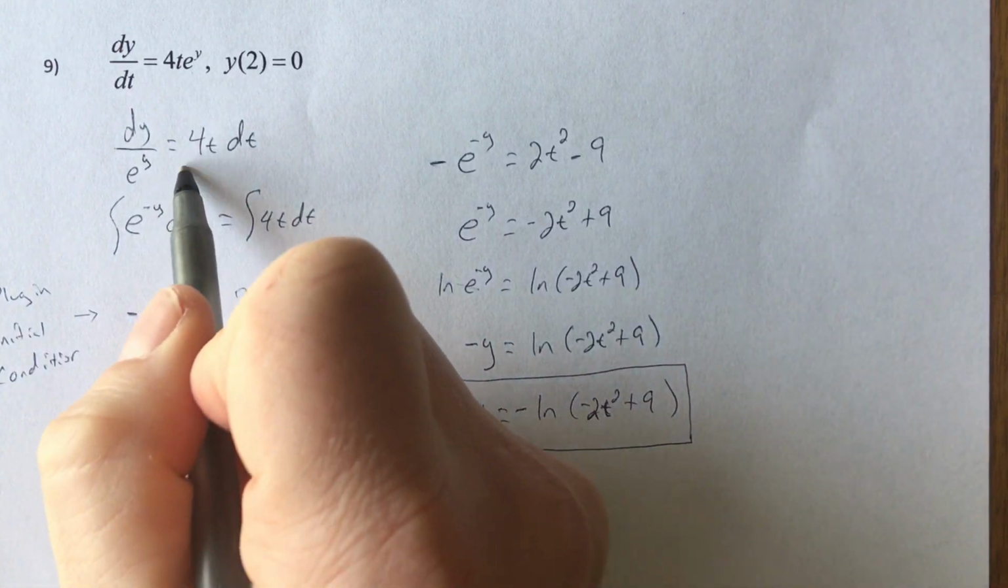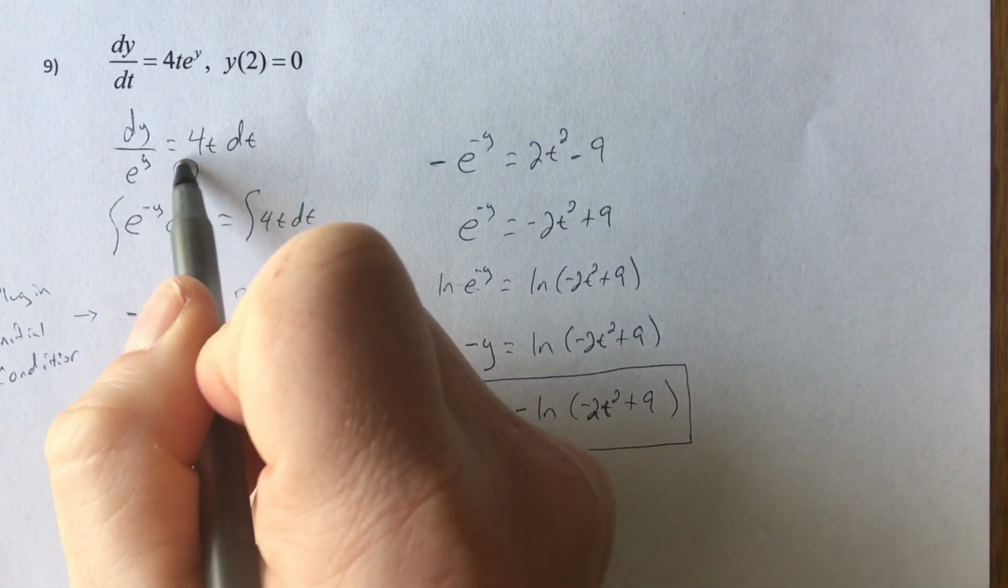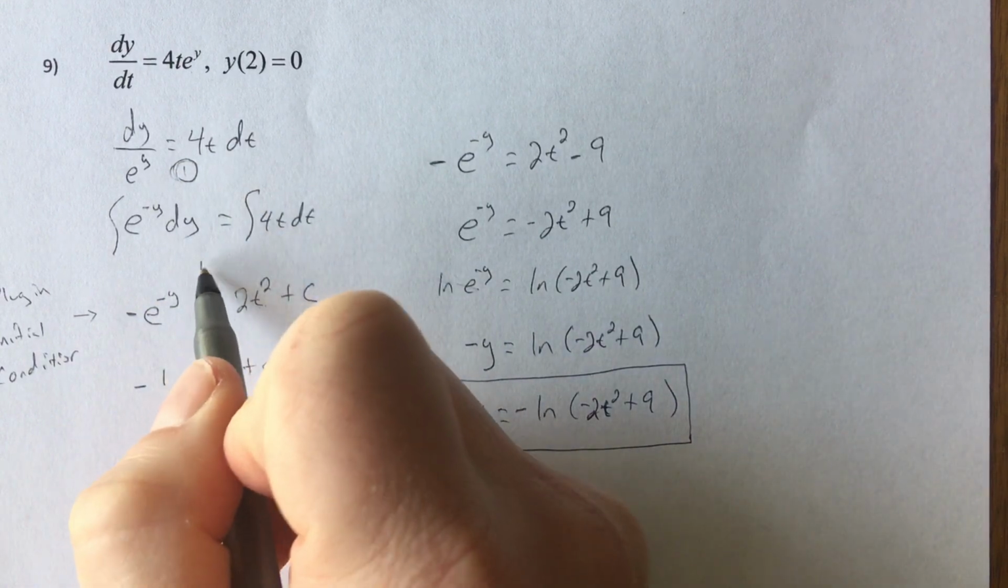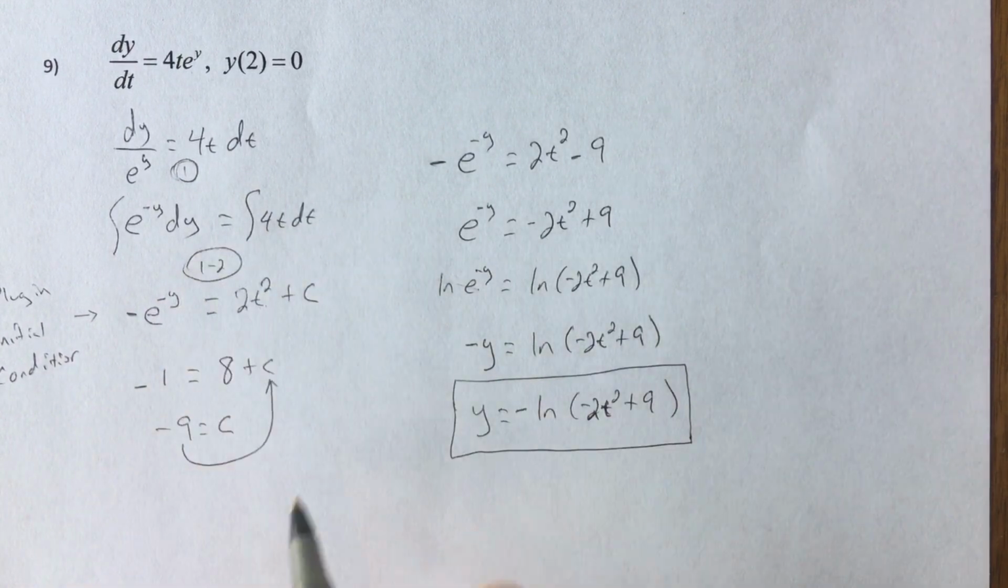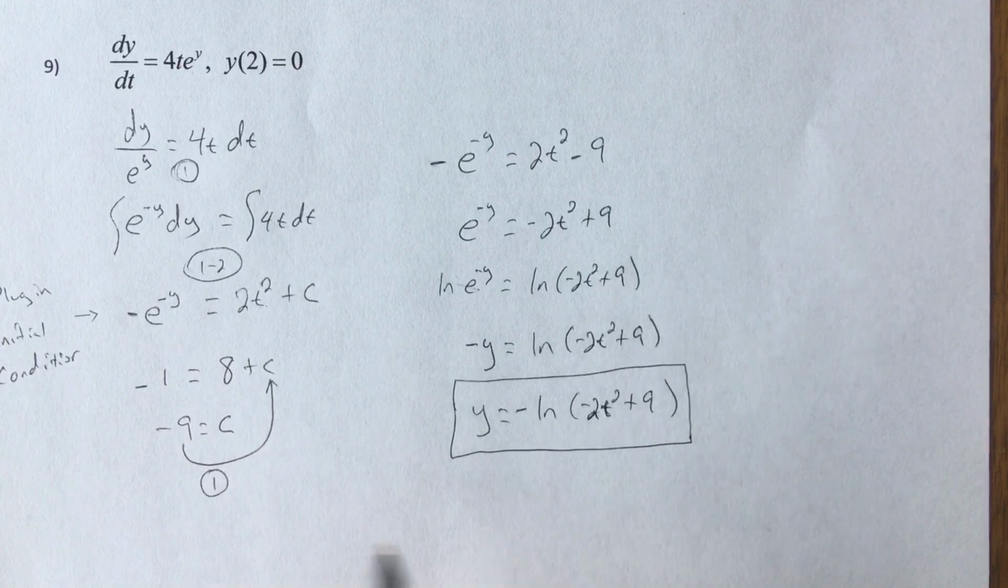Again, the AP would give you a point for your separating at the initial part, 1 to 2 points on the integration, 1 point for finding out what C was, and then 1 point for our final answer here, just in case they put that on there this year.